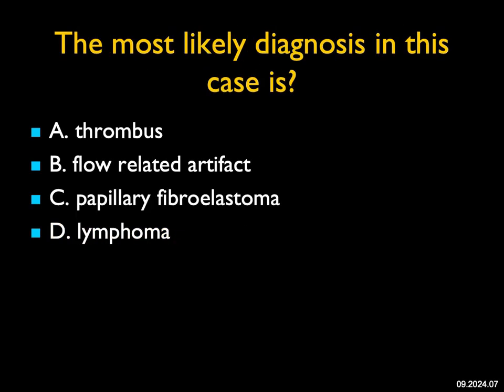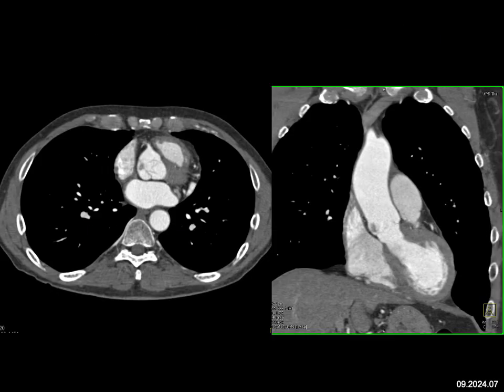The most likely diagnosis in this case is... well, when you look at the patient's ascending aorta on coronal especially, but also on the axial, you see what looks like about a 7 millimeter low-density lesion, and perhaps it's a thrombus. It's a good thing to think about. It's not flow-related, and it's not bulky enough to be lymphoma, and you don't see lymphoma typically intraluminal.